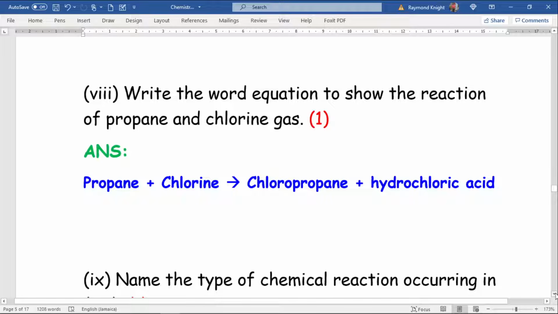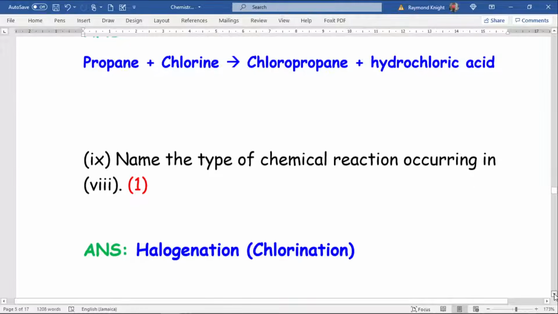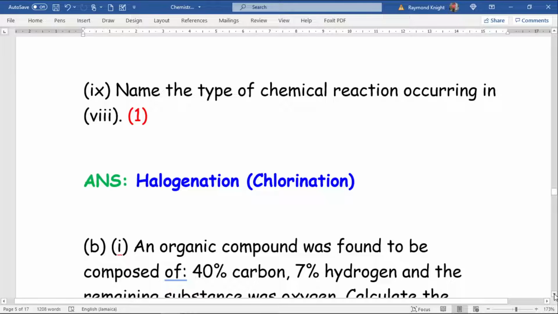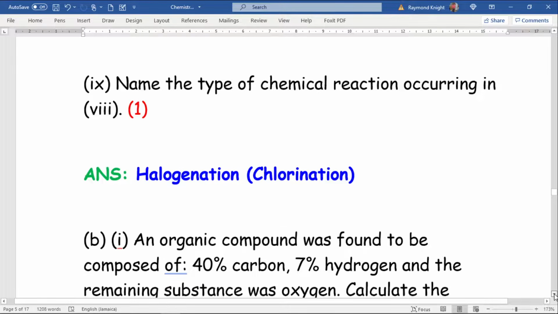Now this is part 8. Write the word equation to show the reaction of propane and chlorine gas. Propane plus chlorine gas will give you chloropropane and hydrochloric acid. And here it asks us to name the type of chemical reaction taking place. This is a halogenation or chlorination reaction, adding a halogen.